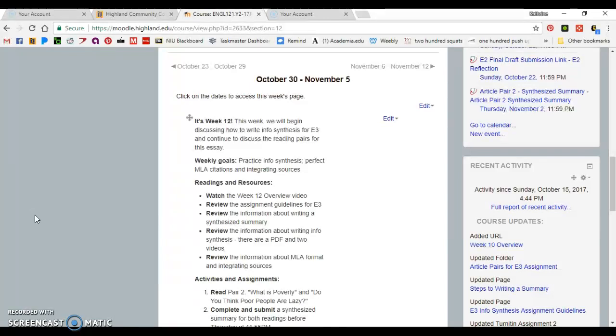This week, we're going to start really talking about how to build an infosynthesis essay. I think it helps to think of infosynthesis as an argument essay. So if you've ever written a classic argument or a traditional argument essay where you have a thesis statement and you support it with evidence from sources, that's exactly what you're doing in infosynthesis.